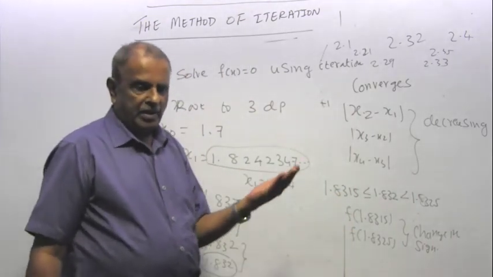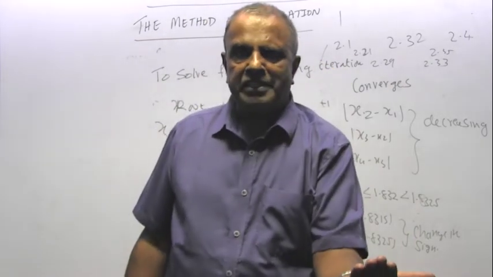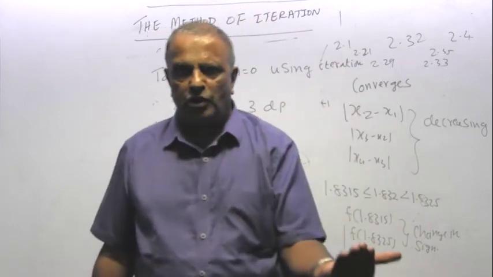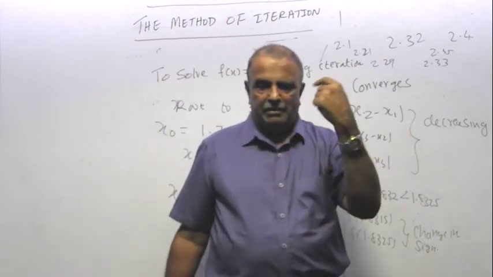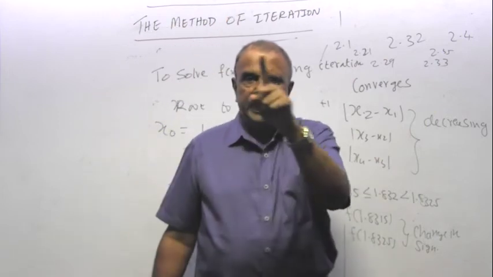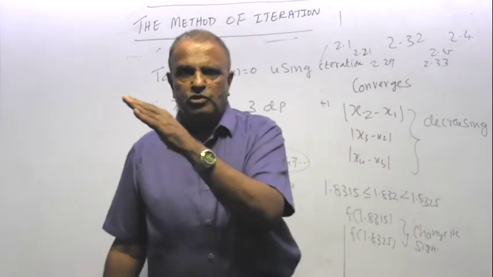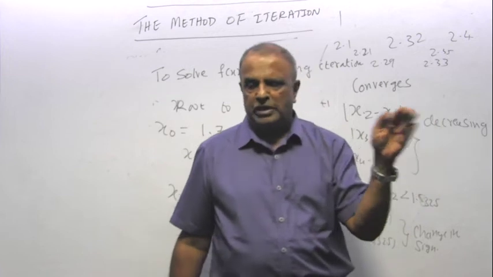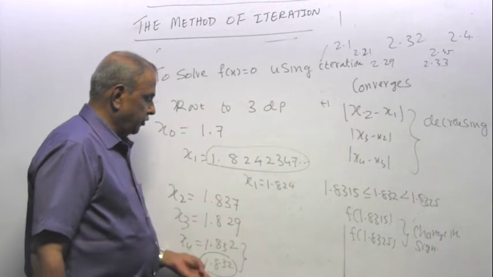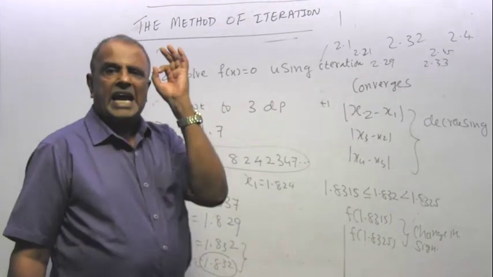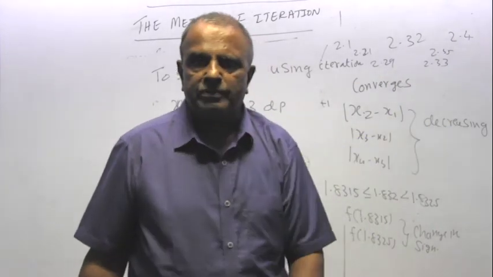At each stage, write the answer to the accuracy required in the question. If it is 4 decimal places, write to 4. 4SF, write to 4SF. But when finding a value x2, use the complete calculator value of x1. When finding the value of x3, use the complete calculator value of x2 and so on. When do you stop? When two successive values you get are identical. Then you stop there and say x equals so much is the root.